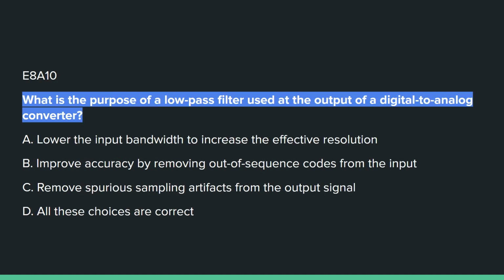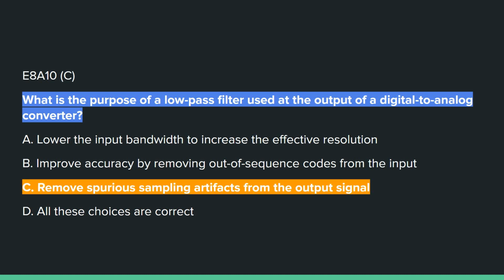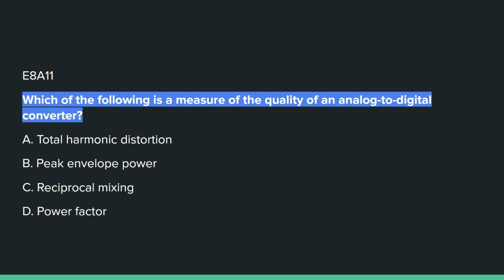E8A10, what is the purpose of a low-pass filter used at the output of a digital to analog converter? C. To remove spurious sampling artifacts from the output signal. E8A11, which of the following is a measure of the quality of an analog to digital converter? A. Total harmonic distortion.